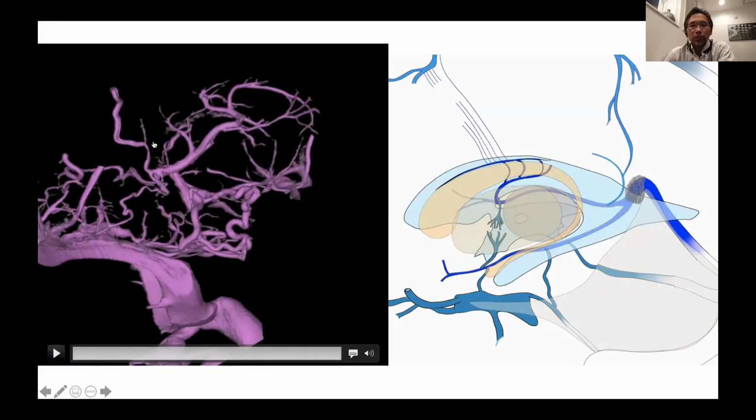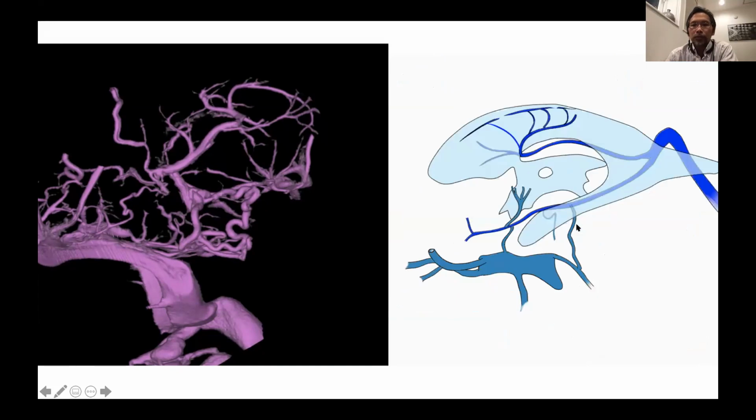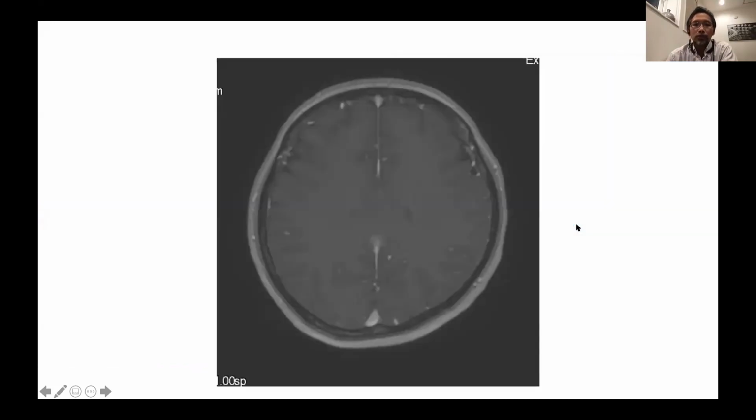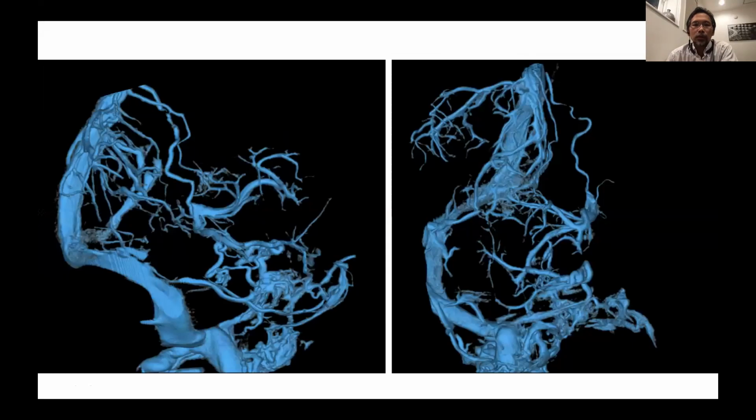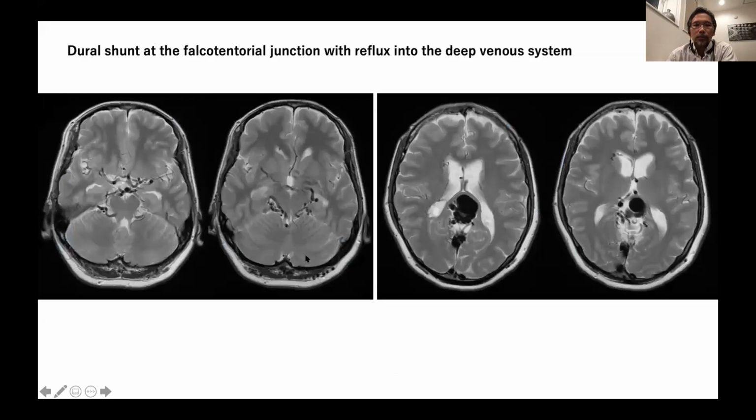At the same time, you can see this vein that runs inside the interhemispheric fissure of the parietal lobe, going to join the superior sagittal sinus. So this is another escape route from the system. Same thing all over again. The opposite side is using the same system. So a little bit more serious.